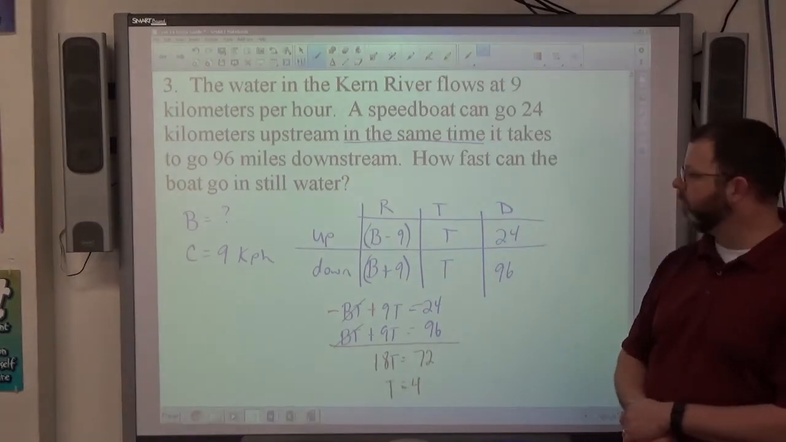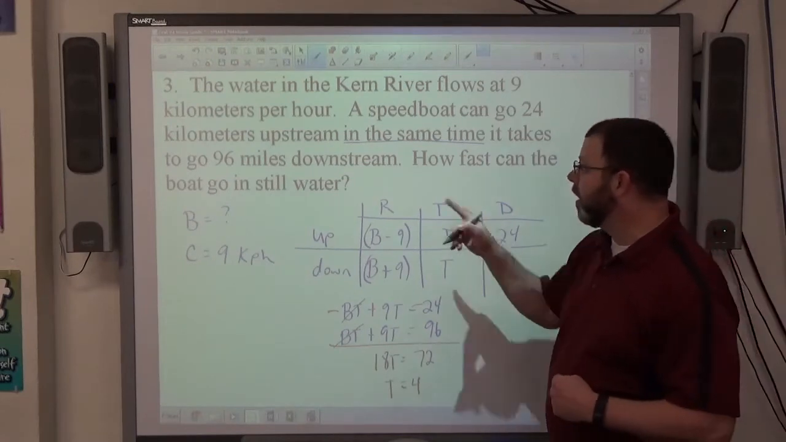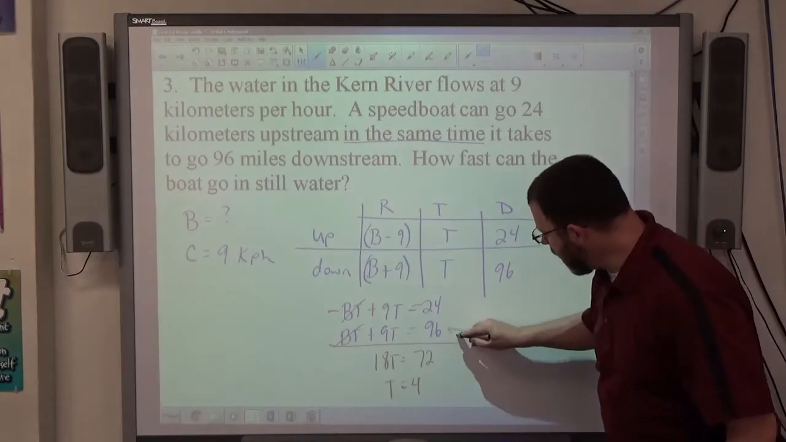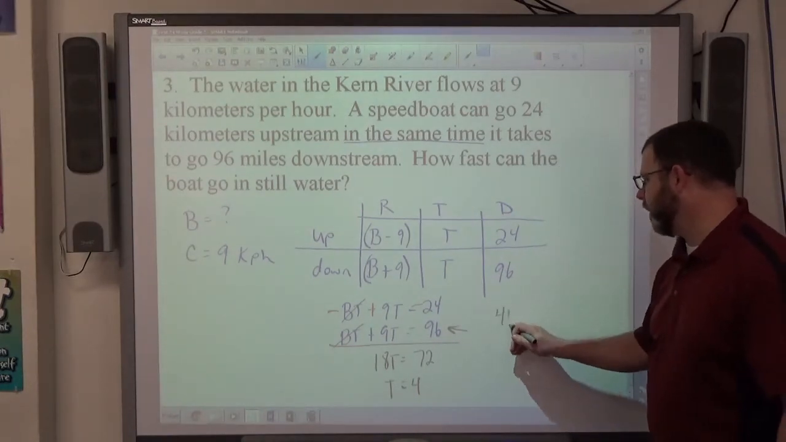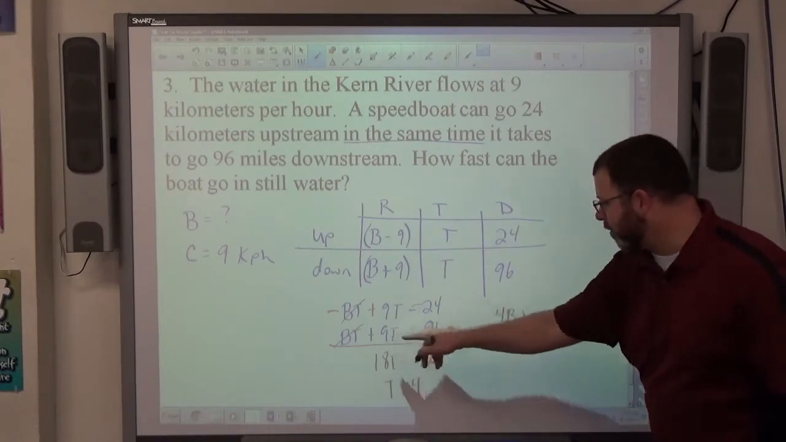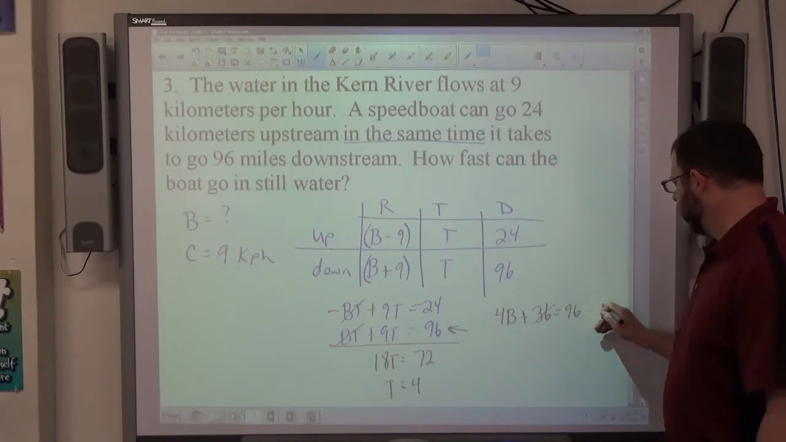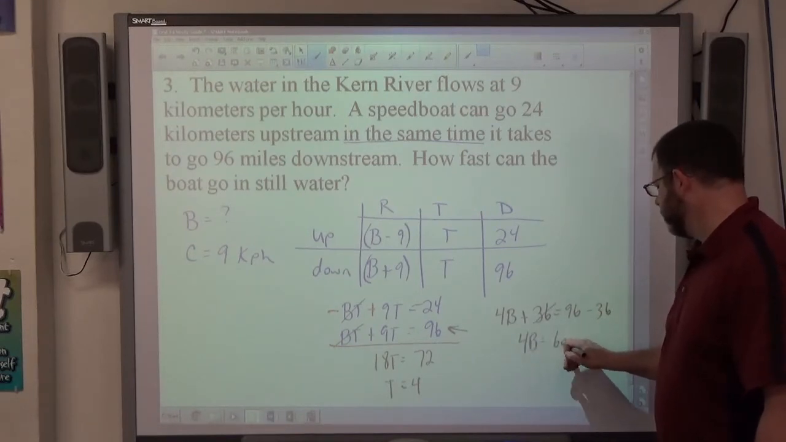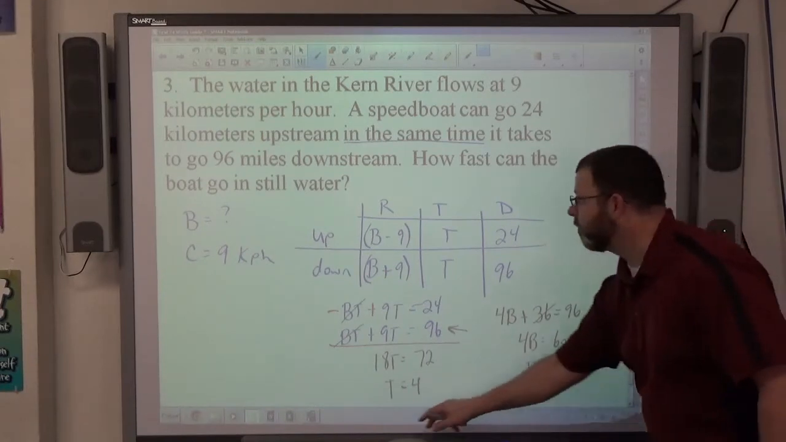72 divided by 18 is 4. So that's not what it's asking us for, but that helps us find what we're looking for. We're looking for B. I just figured out what T is. If I go back to this equation, change the T's to 4's. B times 4 is 4B. 9 times 4 is 36. Move the 36 over. We get 4B is equal to 60. We divide by 4. We get B is equal to 15 miles per hour. Sorry, kilometers per hour.